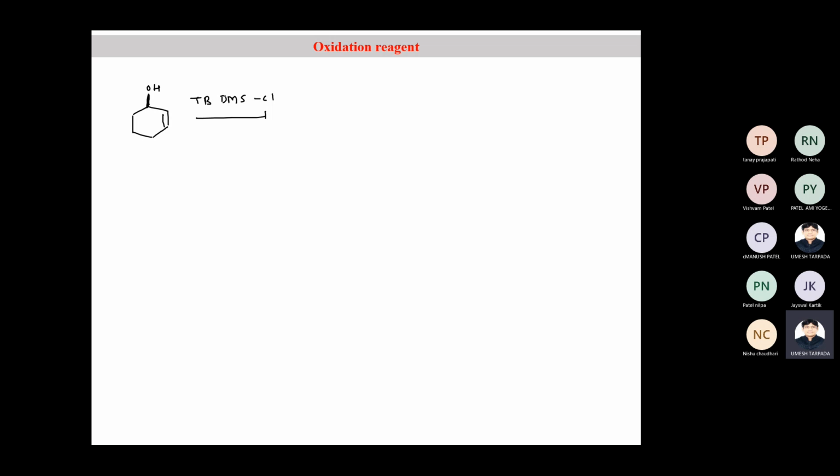TBDMSCl, TB means tertiary butyl. This is a tertiary butyl group. Dimethyl silyl chloride. This is the reagent, so you are getting product A over here. Now A, on reaction with metachloroperbenzoic acid in the presence of CH2Cl2, gives B.